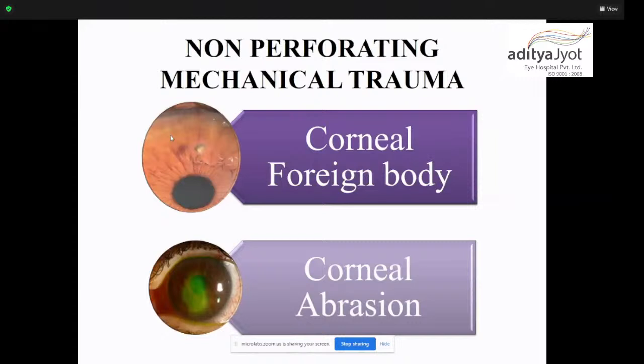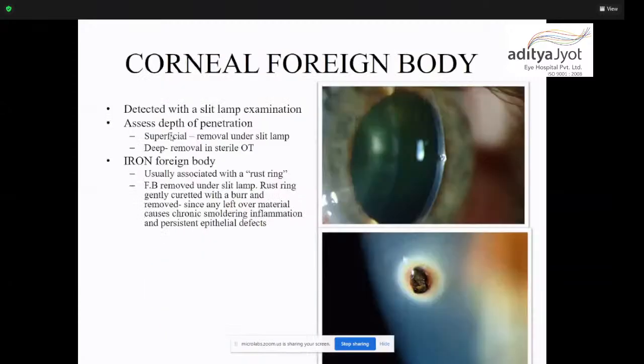So coming to non-perforating mechanical trauma, intraocular foreign body, corneal foreign body, and a corneal abrasion, you cannot take it lightly. Mostly, these are dealt by the first years, but you cannot take it lightly because we see a lot of infectious keratitis in cornea clinic, and all those patients have a trivial trauma wherein a corneal abrasion is not treated properly. So nothing should be taken lightly.